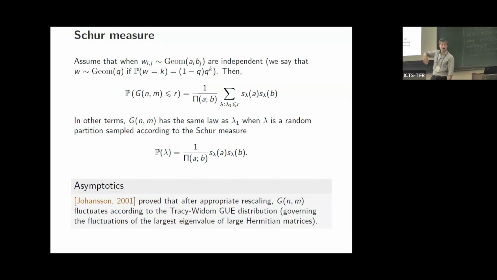So it implies that there are determinantal point processes in the background that allow us to study very efficiently, using techniques from random matrices, the distribution of G(N,M) and its asymptotics. In particular, it was proven by Johansson in 2001 that as N and M go to infinity, the fluctuations of G(N,M) are on the scale N to the 1/3, and they converge to the Tracy-Widom GUE distribution arising in random matrix theory, which governs the fluctuations of largest eigenvalues of Hermitian random matrices.